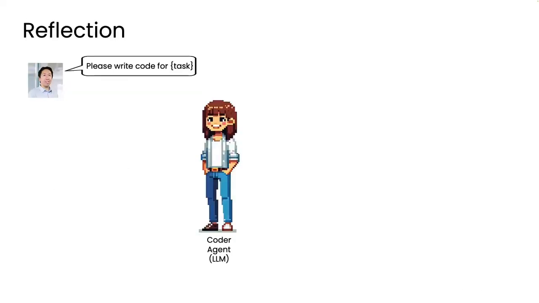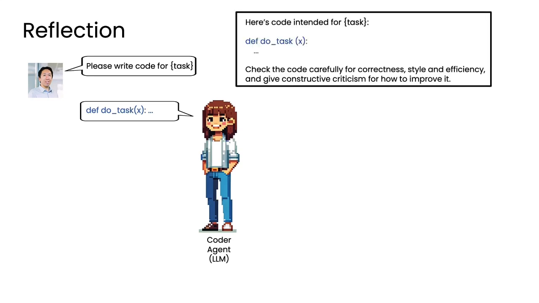The first of the major design patterns is reflection. So I might go to an LLM agent and ask it to write code. And it turns out that an LLM might then generate code like this, defines here a Python function to do a certain task. I could then construct a prompt that looks like this. I can say, here's code intended for a certain task, and then copy paste whatever the LLM had just output back into this prompt. And then I'm gonna ask it, check the code carefully for correctness, style, and efficiency, and give constructive criticism. And it turns out that the same LLM model, prompted this way, may be able to point out some problems with the code.